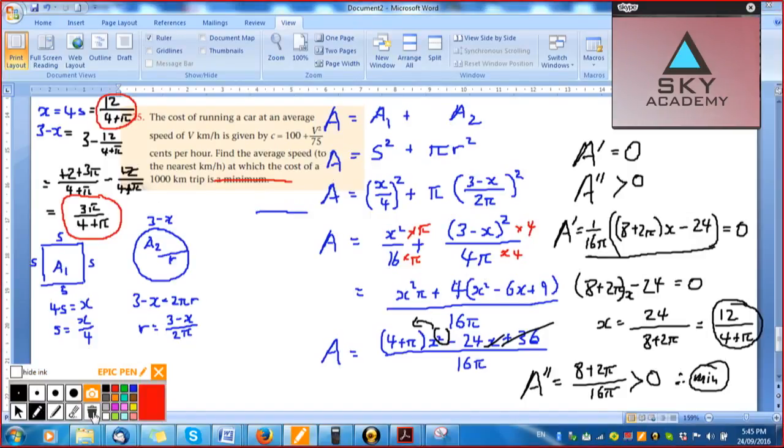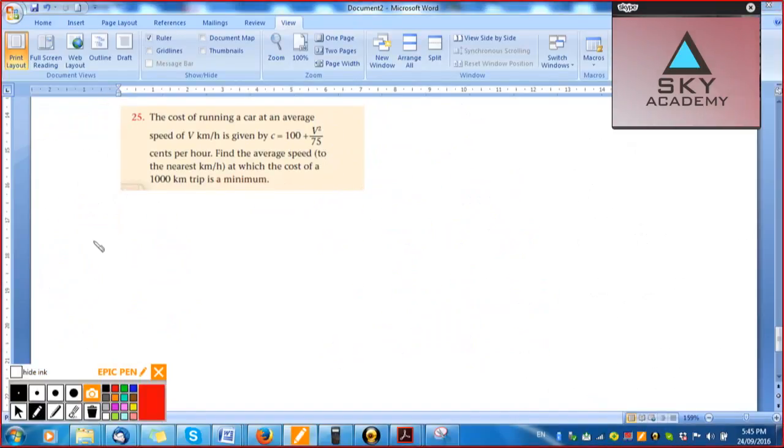Hold on, let me just rub this out. So we're looking for when the first derivative, which is c dash, is equal to 0, and c double dash is greater than 0, positive. Does that make sense? That's essentially what we're doing. We're looking for when the first derivative is equal to 0 and when the second derivative is greater than 0. So let's do that. So c dash equals what?